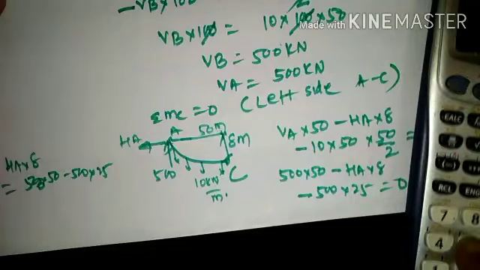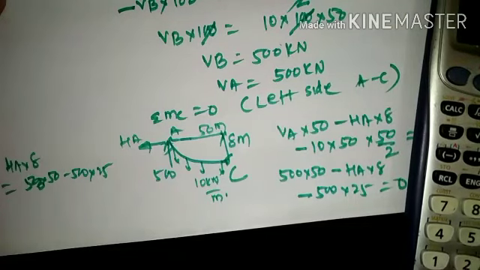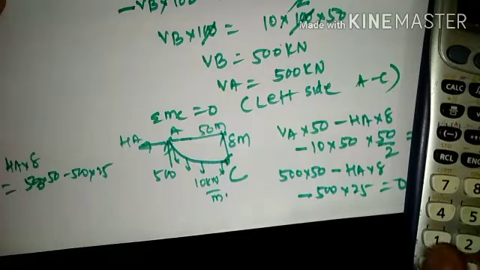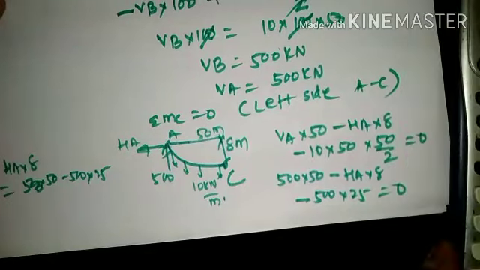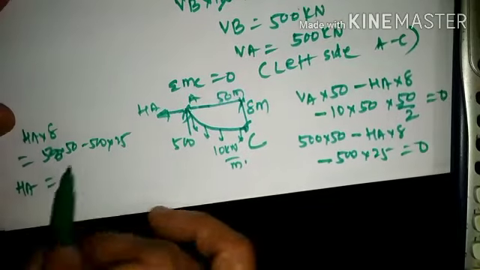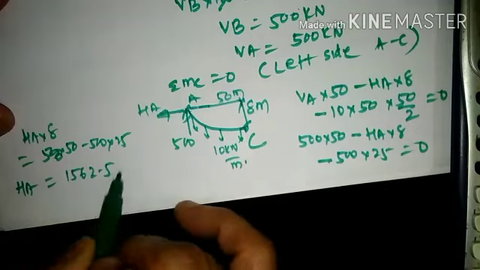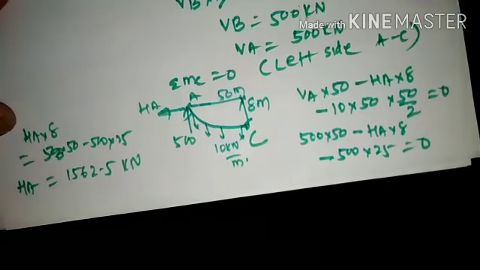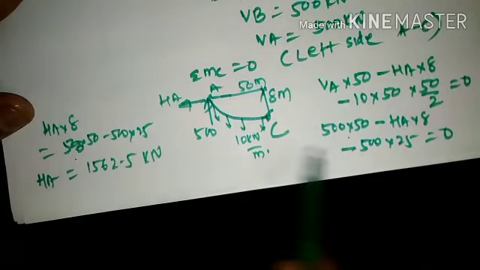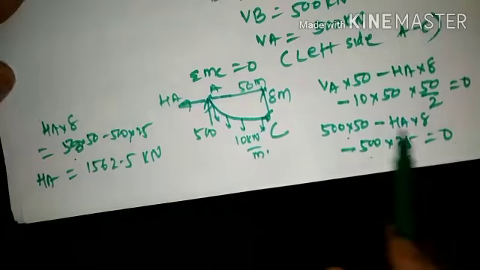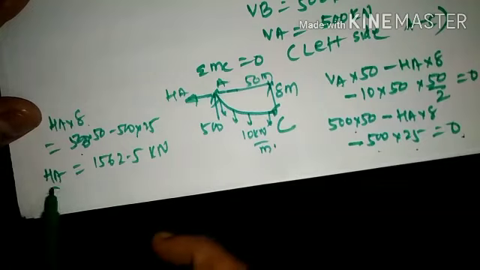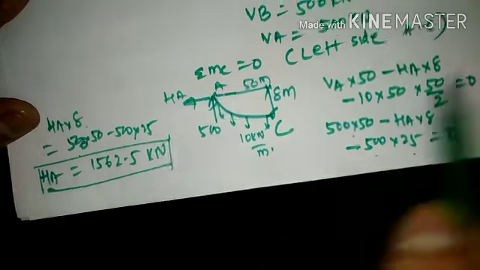So the value will be 500 into 50 minus 500 into 25, and that divided by 8, which shall come out to 1562.5, which is the HA value, 1562.5 kilonewton. So again it is 500 into 50 as it is, 500 into 25 as it is, HA taken on the right hand side which will be positive, so HA into 8. So HA value will be 1562.5 kilonewton.